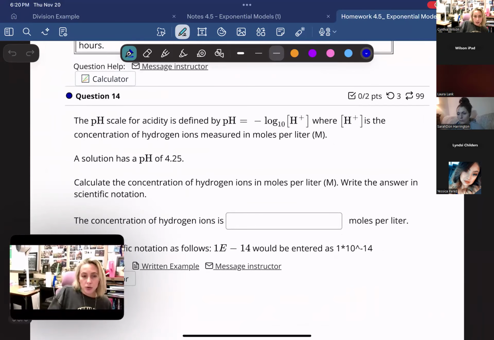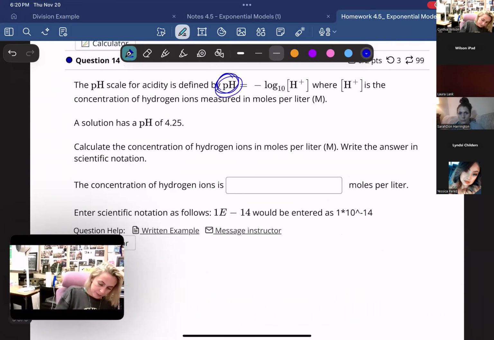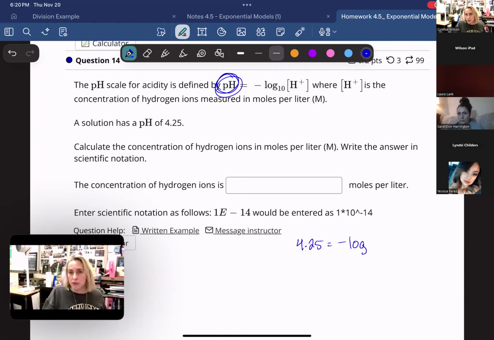All right, so we have a pH of 4.25, so we know this value. And we want to know the H plus, which is the concentration of the hydrogen ions in moles. I don't know what that means, but we're finding the number. I'm just saying the number of hydrogens, okay?